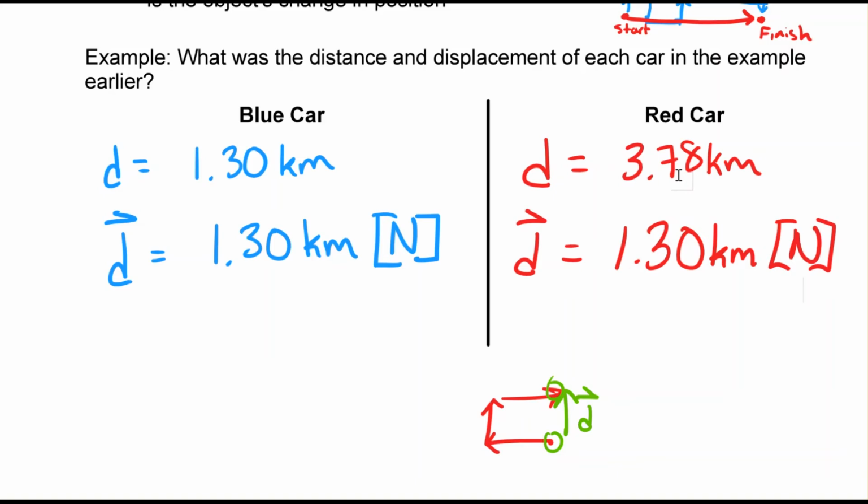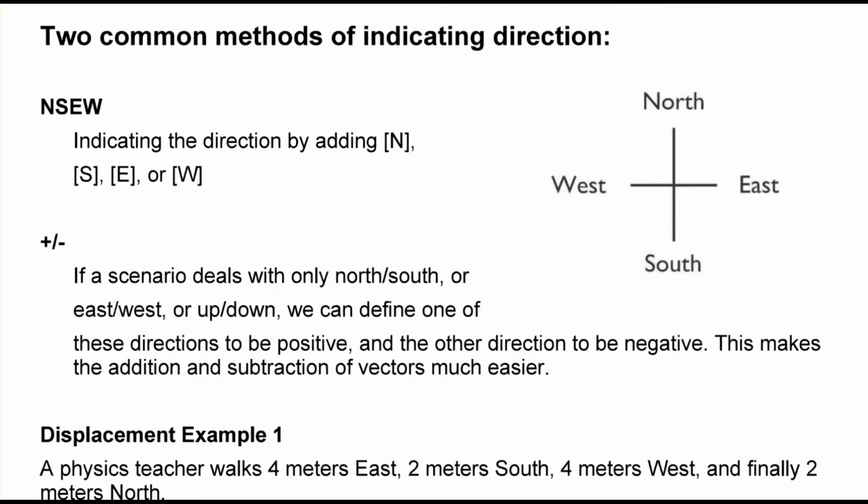Now, we can use a bunch of different ways to figure out displacement. Displacement is a little difficult for some people, so we're going to go through some examples here in a second. Okay, so there are two common methods of reporting a direction for a vector. The first one is the north, south, east, west method. You indicate the direction by saying N for north, S for south, E for east, and W for west. And that's all well and good.